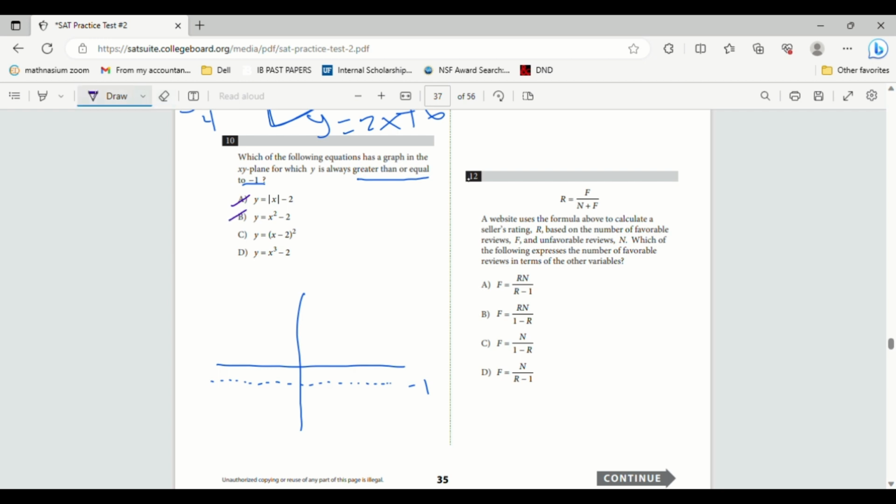Let's look at what choice C shows. So x minus 2 quantity squared, which means that we start 2 units to the right. And then we draw our parabola. And you can see that we never actually cross this y equals negative 1 imaginary line, which makes our answer for 10 C.